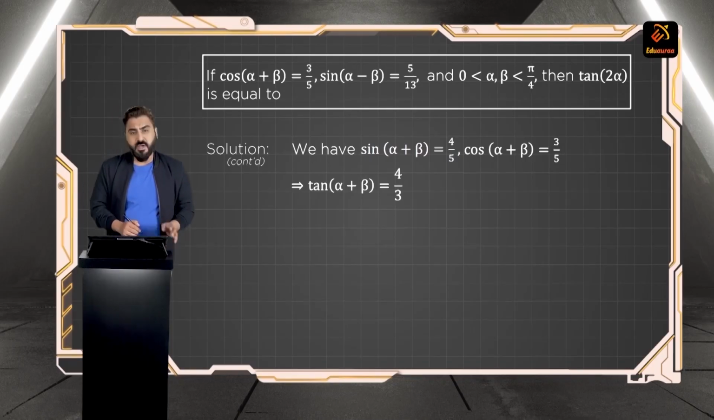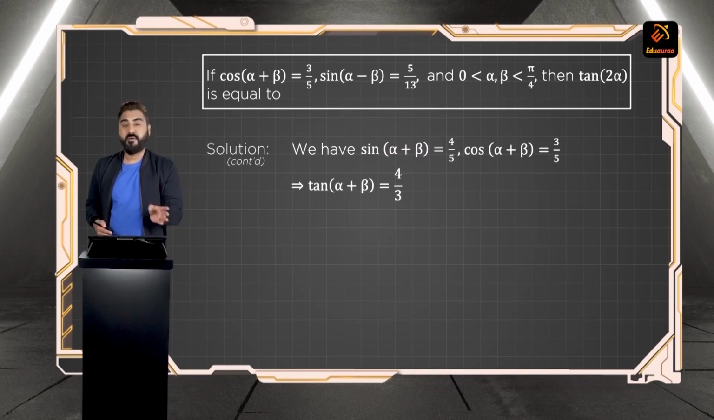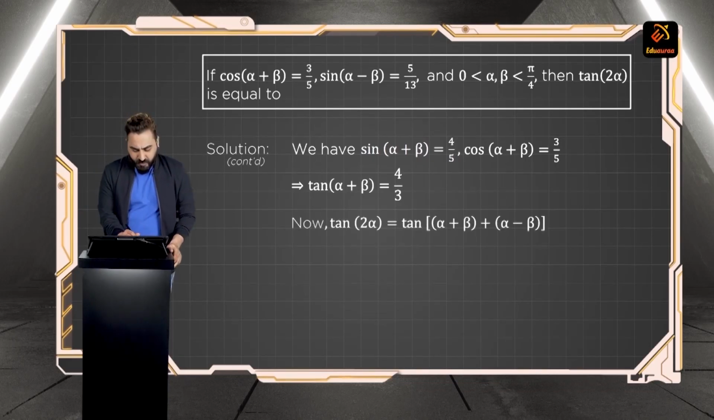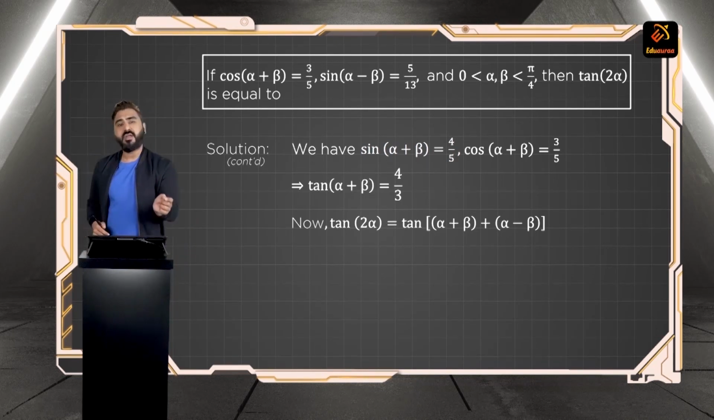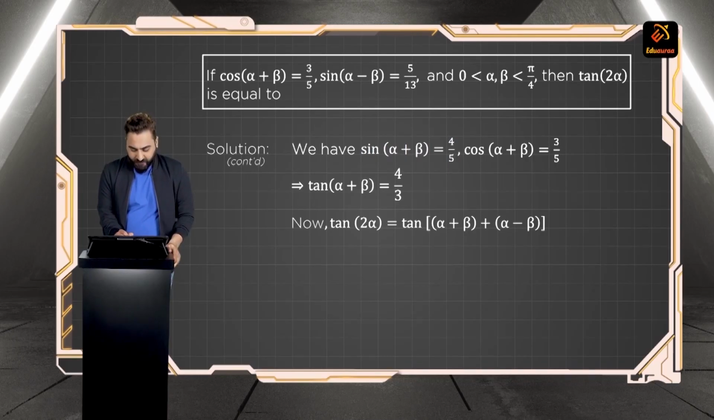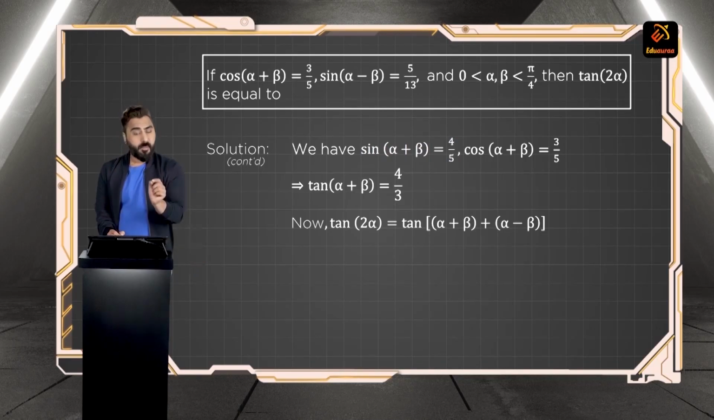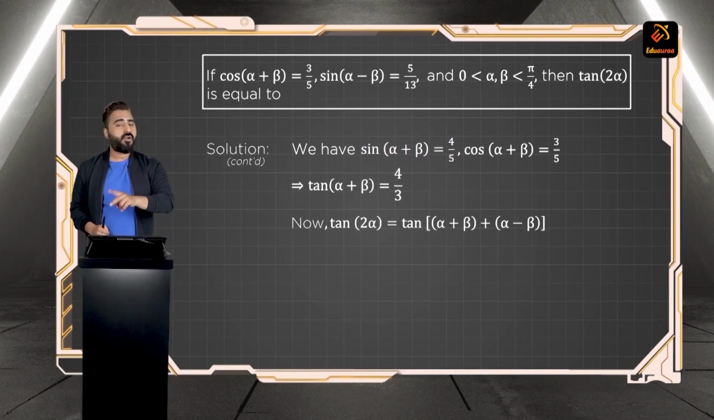Now students, you might be wondering, we need tan 2 alpha. Why did we find tan(alpha plus beta) and tan(alpha minus beta)? Now students, we are smart, so we have to act smart. If you see properly, what is tan of 2 alpha? Can we write this tan 2 alpha as tan of (alpha plus beta plus alpha minus beta)? So students, your beta gets cancelled, you get your tan 2 alpha.